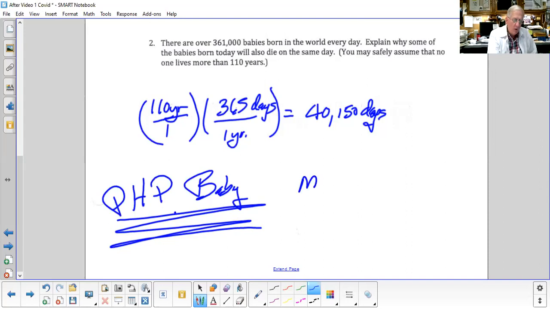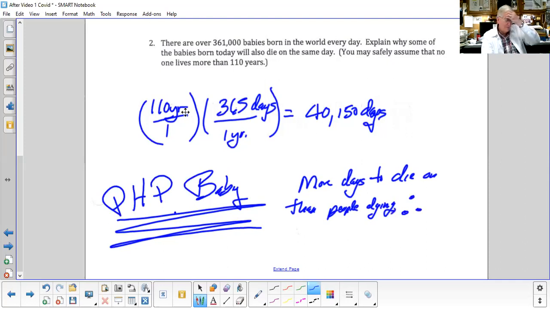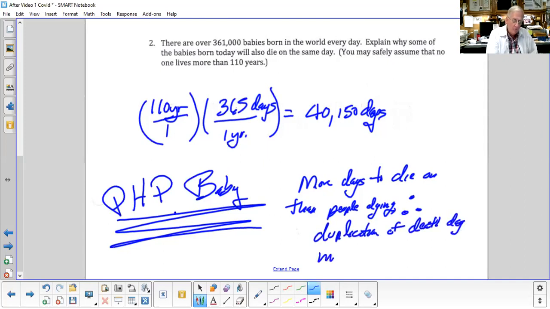Well, there are more days to die on than people dying. Remember three dots like this in high school? Therefore, duplication of death days must occur. Must occur, okay?